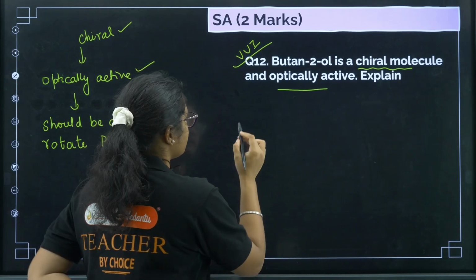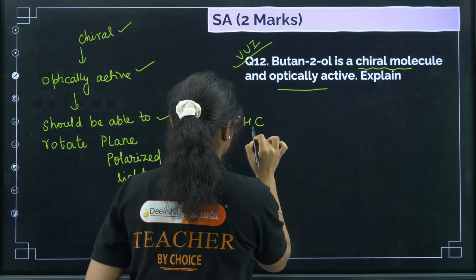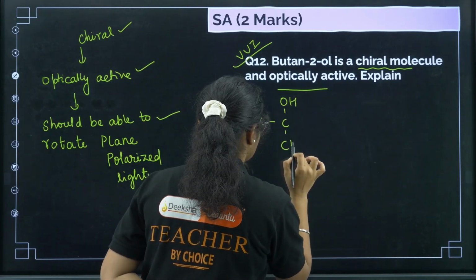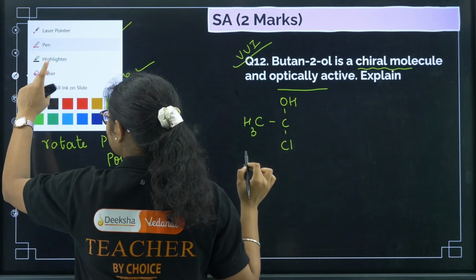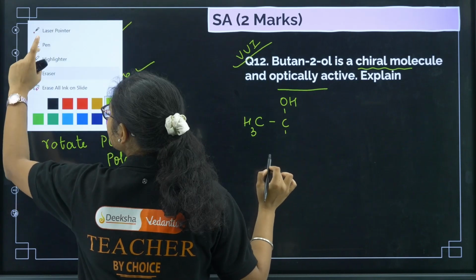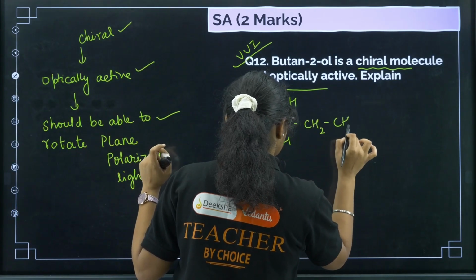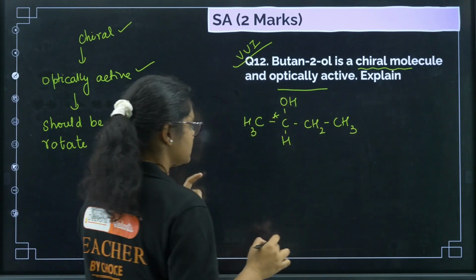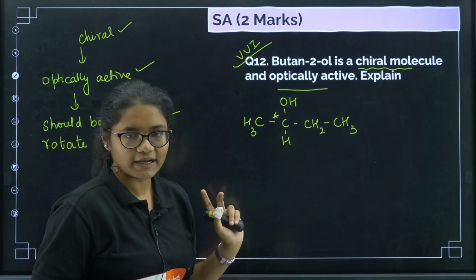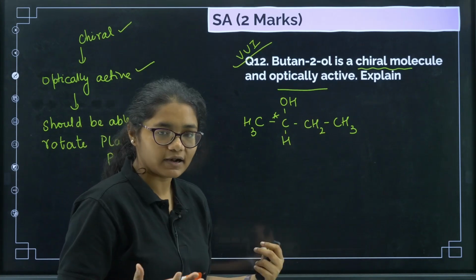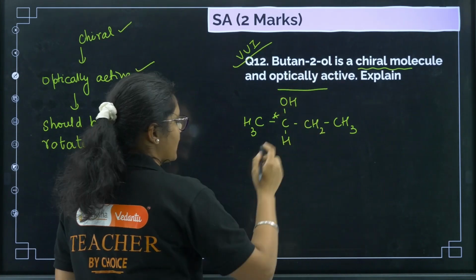So the first thing we can draw is the structure of butan-2-ol, right? One second. Now if you see, this carbon has 4 different groups attached: on this side methyl, ethyl, OH and H. Because 4 different groups are attached, I can say that it is a chiral molecule, right?